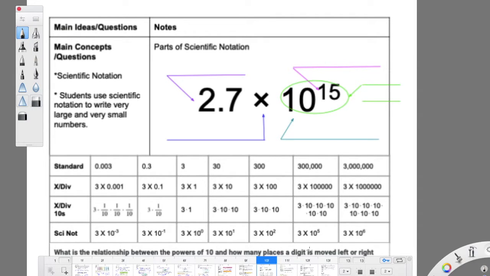Okay, so we are in section 6 for chapter 1, section 6 for math 8.